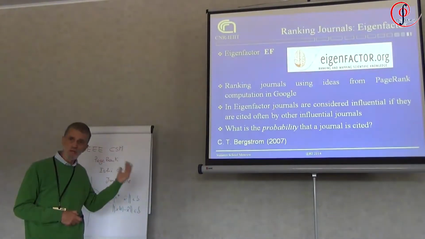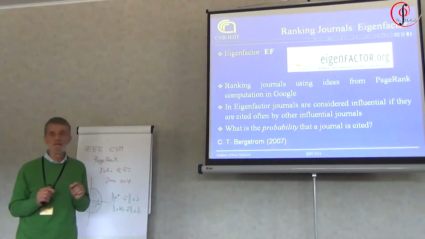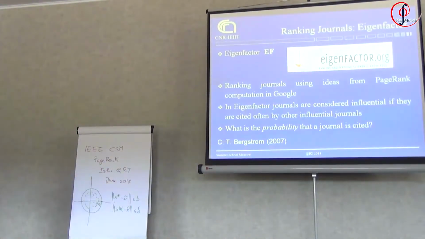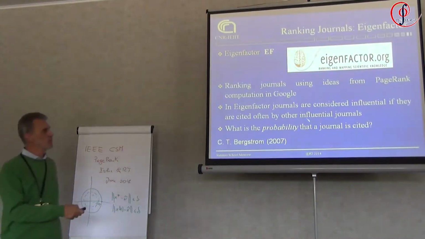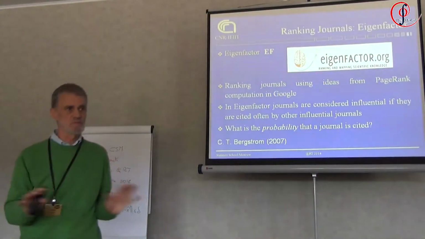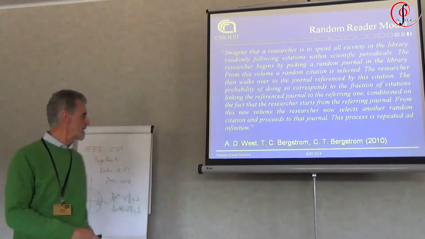So this is not a flat criterion. In eigenfactor, journals are considered influential if they are cited often by other influential journals. So if a very important journal, Nature, cites Automatica, then Automatica eventually will become very important. What is the probability that the journal is cited? Same question as PageRank.